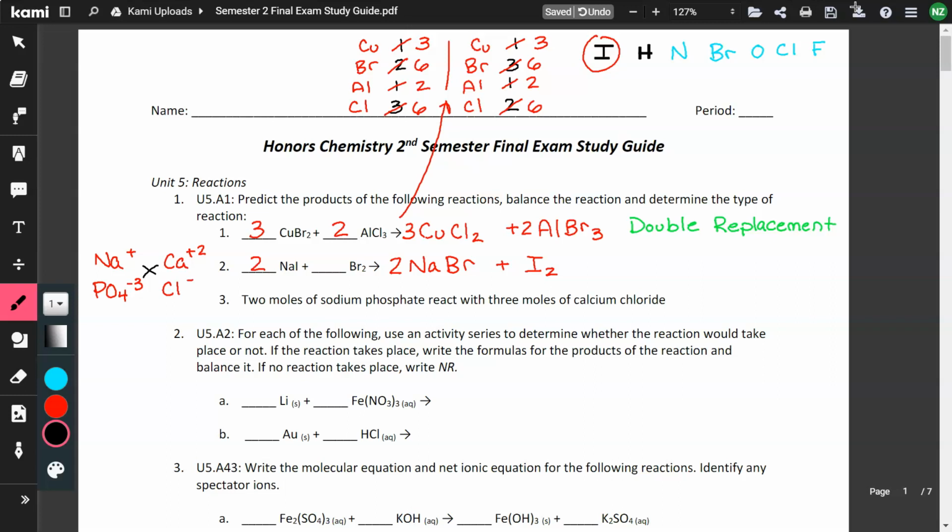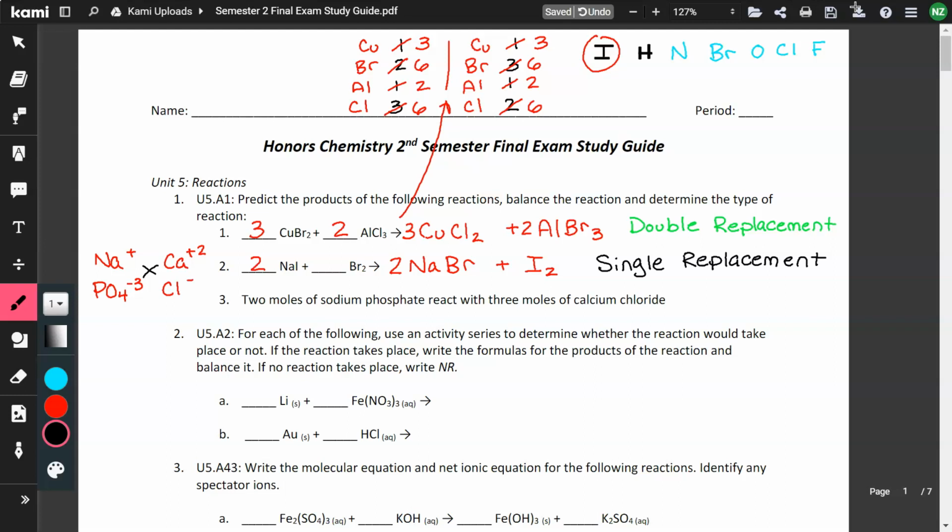Oh, you know what? I just realized I forgot to write this one out. So this one that we just did was a single replacement reaction, because we had something by itself. It was the bromine by itself, and then we had a compound, sodium iodide. Okay, back to number 3.